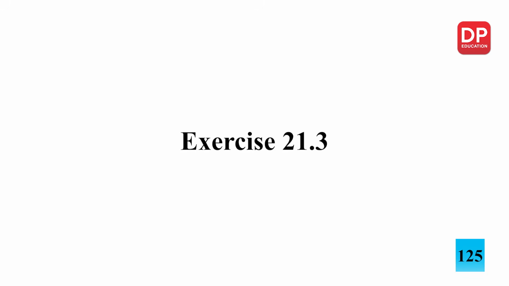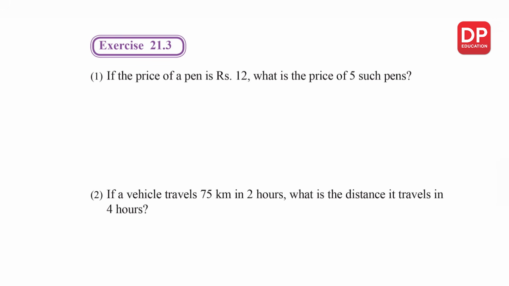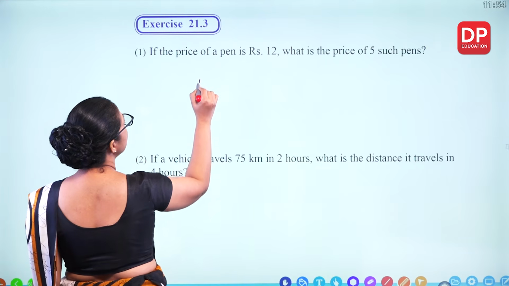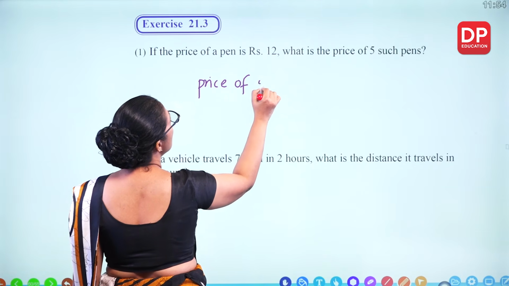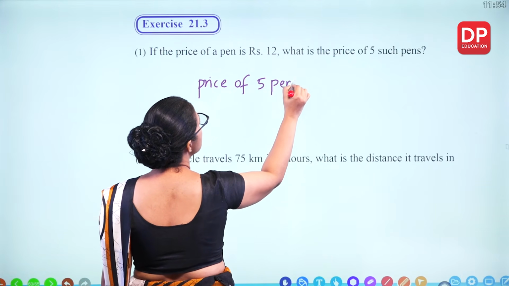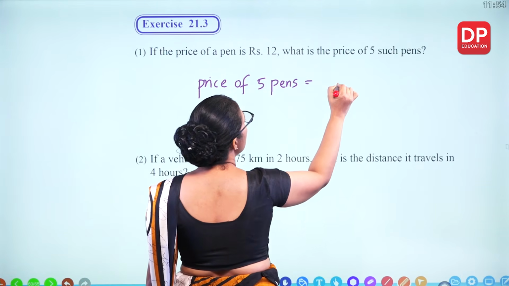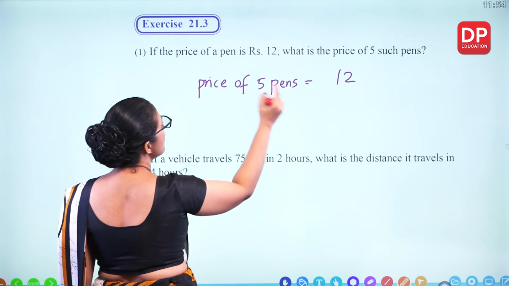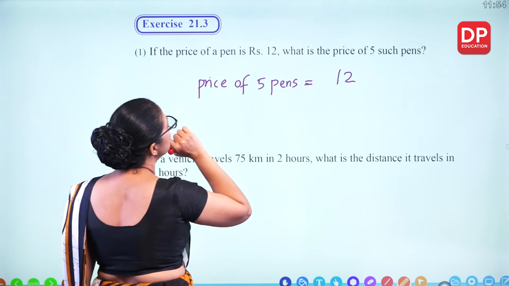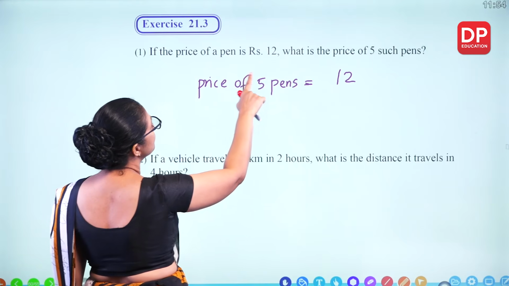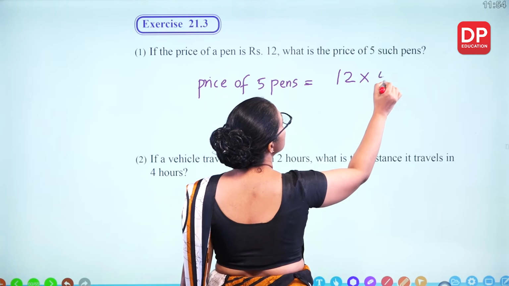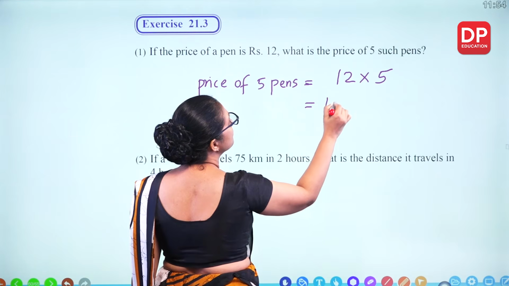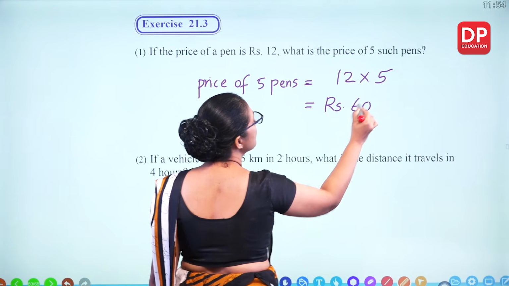Exercise 21.3. If the price of a pen is 12 rupees, what is the price of 5 such pens? So you can do it at once. Price of 5 pens. 1 pen is 12 rupees. And 5 such pens, 12 times 5. 60 rupees.